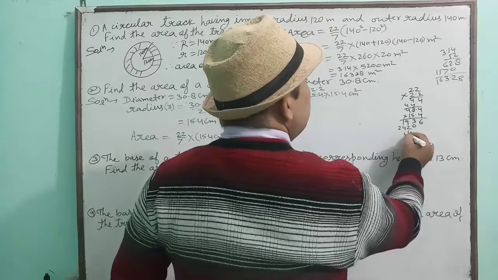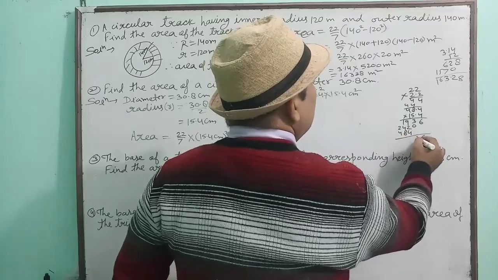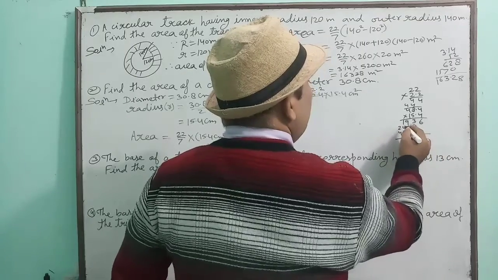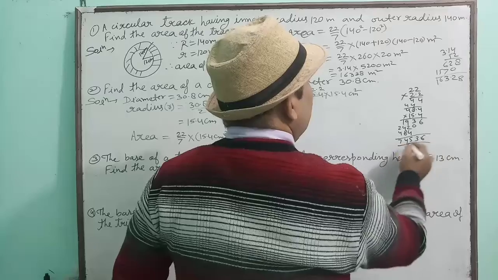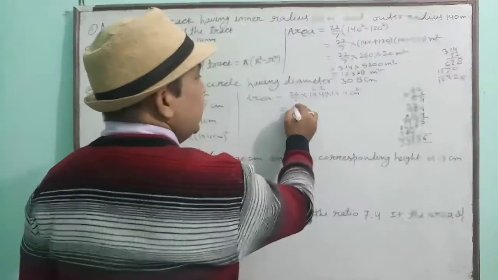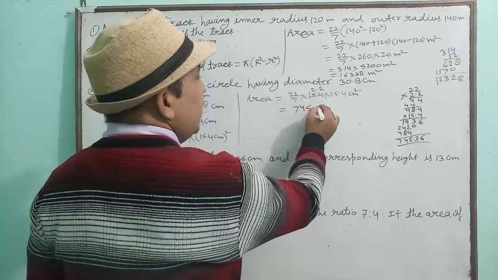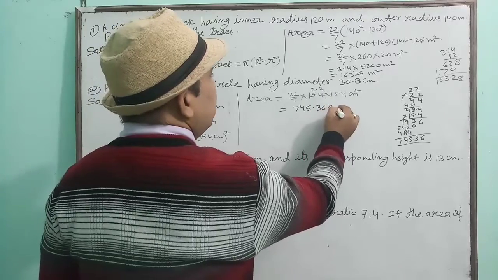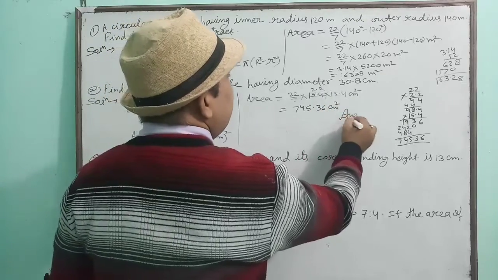This multiplication you will do yourself, children. You will check that it is correct or not. Okay. So we are getting the answer 745.36 centimeter square.